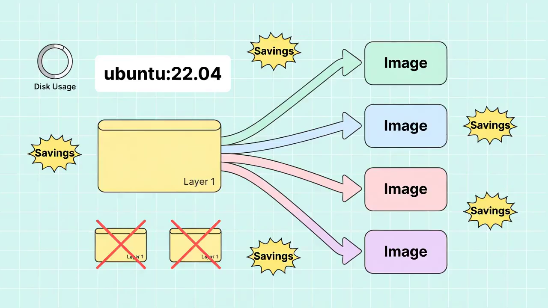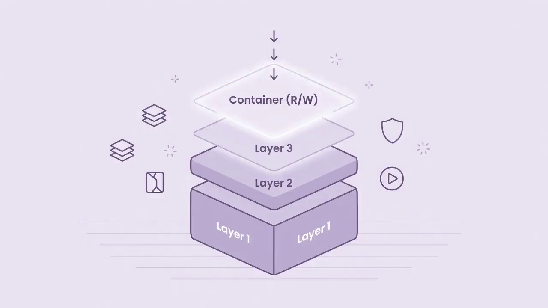and slashing pull times. Stacking matters because of how the Union file system works. Layers are mounted in order, with the top layer providing a thin read-write surface when a container actually runs. The image beneath stays untouched, always reproducible, always identical.